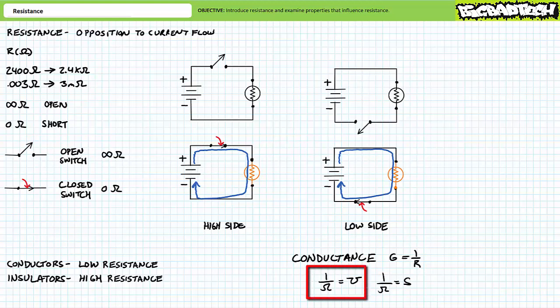Conductance used to be measured using the unit of mho, where 1 mho is 1 over 1 ohm. You note the symbol for mhos is an upside down ohm. I am not joking about this. Nowadays, conductance is measured using the units of Siemens, symbolized using a capital S, where 1 Siemen is still 1 over 1 ohm.